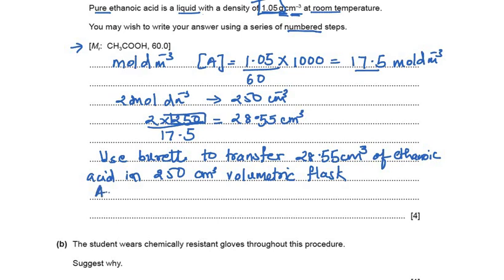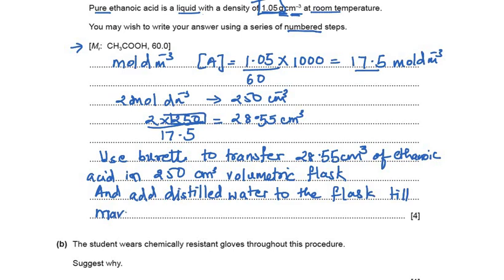and the next step is add distilled water. Now I would always prefer that you specify distilled water, don't just mention water, because here it makes the difference. If we want to make a pure solution, then we need to use distilled water. So specify distilled water. Add distilled water to the flask till the mark. There is a mark in the volumetric flask. Till that mark we need to fill up with the distilled water after taking 28.55 centimeter cube of ethanoic acid in a liquid form, and shake well.